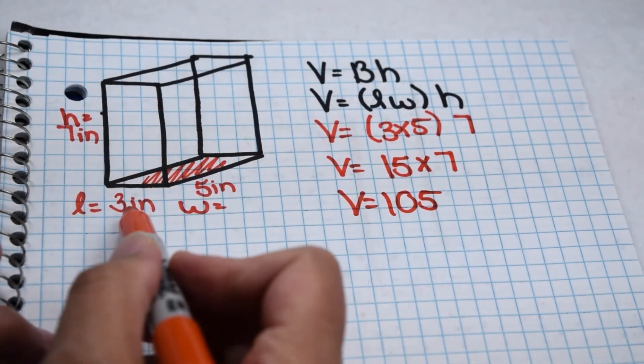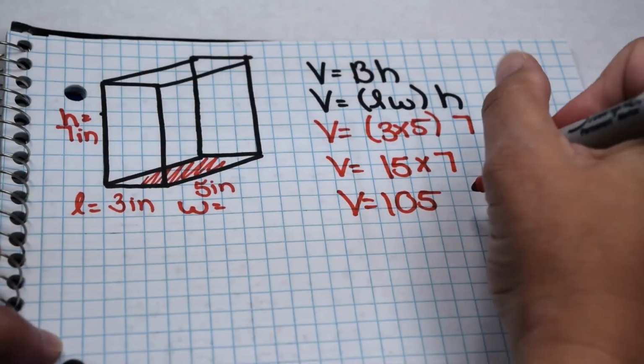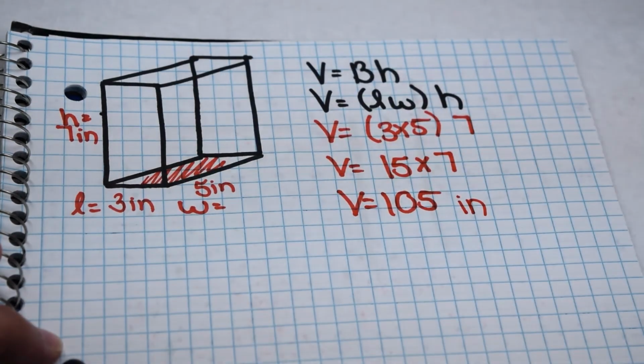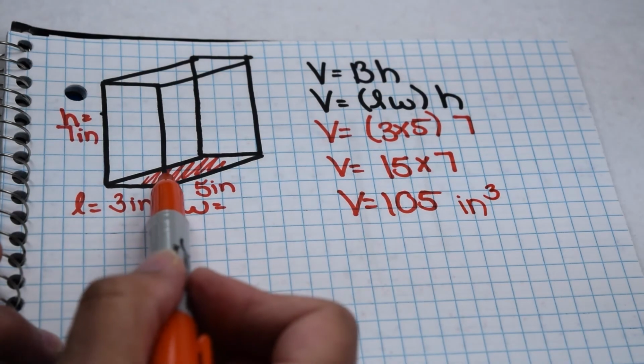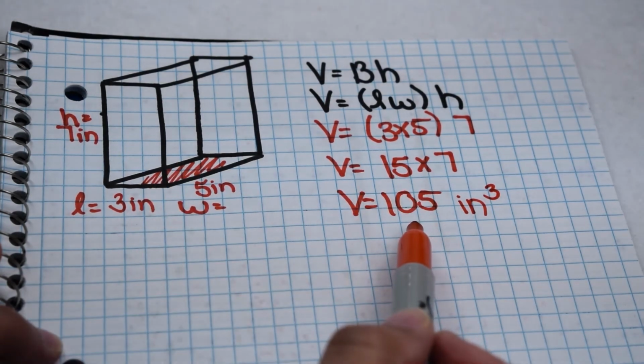Over here in our rectangular prism, our dimensions are labeled in inches, so this is also going to be labeled in inches. Volume is a 3-dimensional measurement, so that's going to be labeled to the third power. So we're going to read the volume of this prism as being 105 cubic inches.